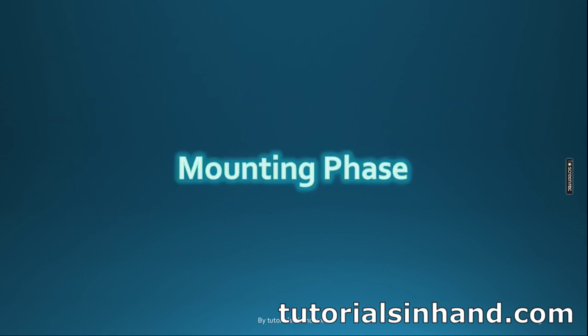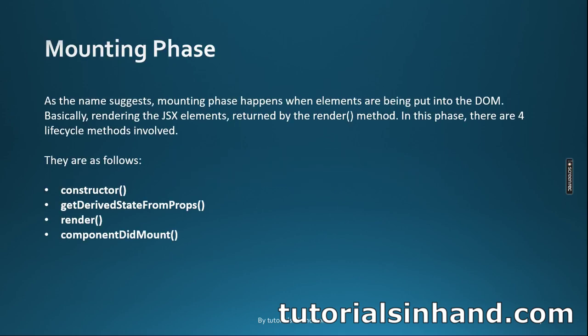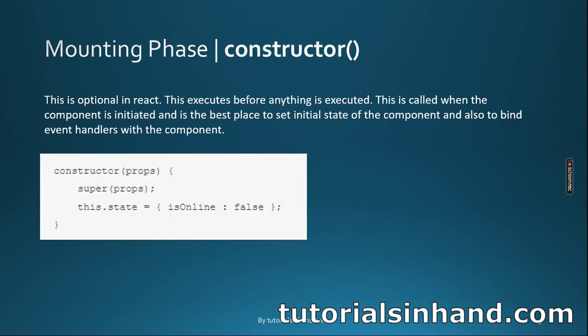Okay, so let's start with the mounting phase. Mounting phase, as the name suggests, happens when elements are being put into the DOM, basically rendering the JSX elements returned by the render method. In this phase there are four lifecycle methods involved. They are as follows: constructor, getDerivedStateFromProps, render and componentDidMount. So let's study each one of them in detail.